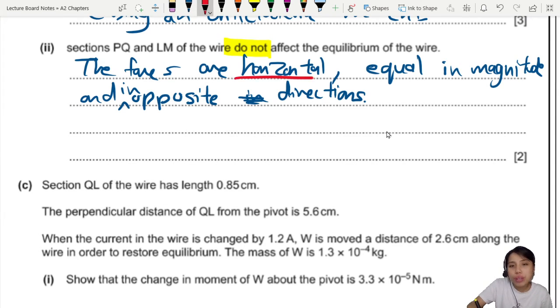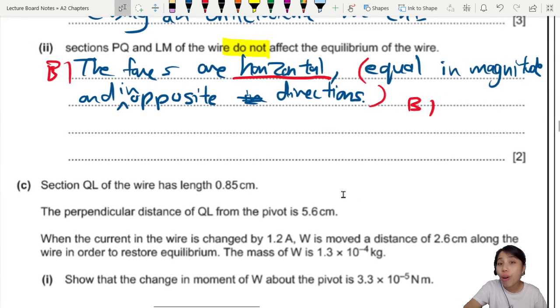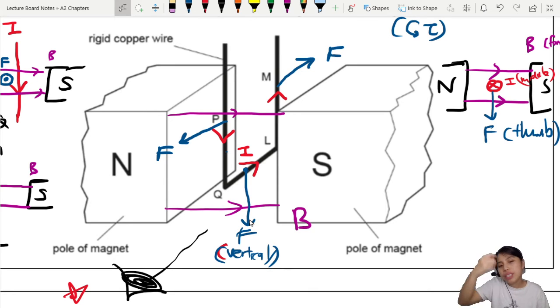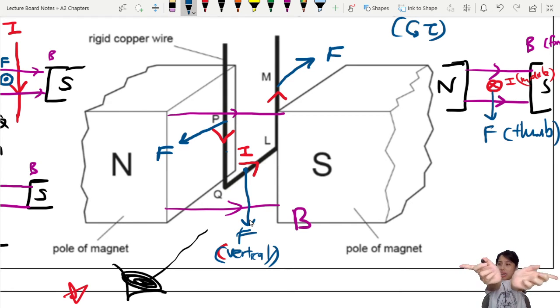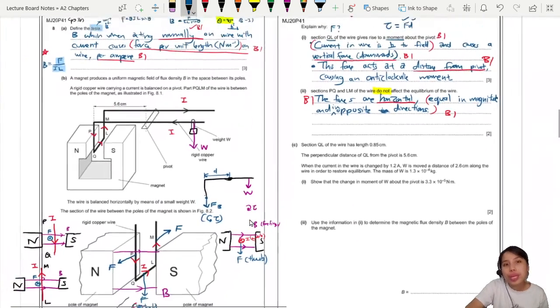One, if you say they're horizontal. And not only are they horizontal, they're equal in magnitude, opposite in direction. So this is Newton's third law. So 2 marks for explaining why those two sections don't affect the equilibrium of the wire at all. This one is the vertical one. So yes, it will affect it. It's the only force that's pointing downwards, so it will affect the equilibrium of the whole wire. But the other two, you point here, I point there, cancel each other out. No need to worry about it. So that's the explaining part.